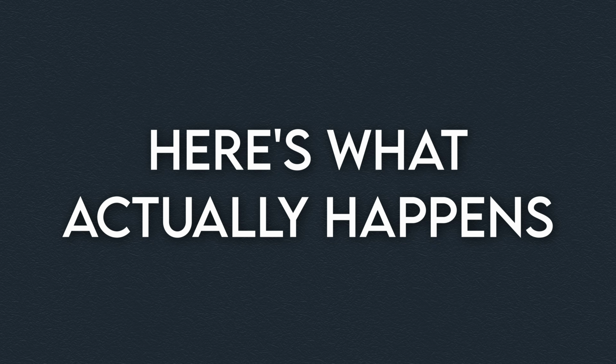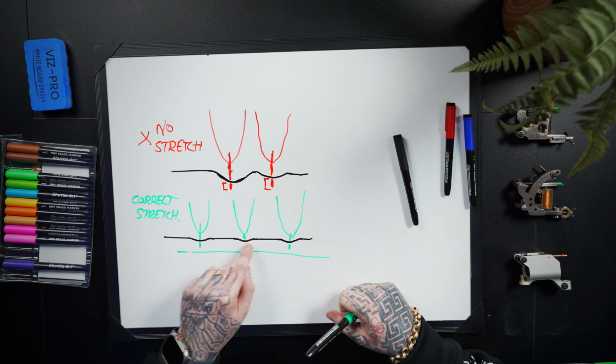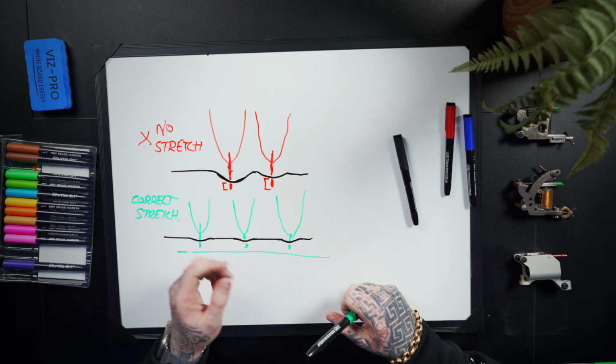Here is what actually happens in the real world. The needle moves down, it strikes the surface of the skin. The skin, being elastic, compresses to absorb the impact. The needle penetrates to a certain depth. Ink is deposited. The needle then retracts. The skin, having been compressed, now rebounds. It bounces back upwards. That whole cycle has just taken roughly 1/100th of a second, and now the needle is coming back down again. But here is the critical point.